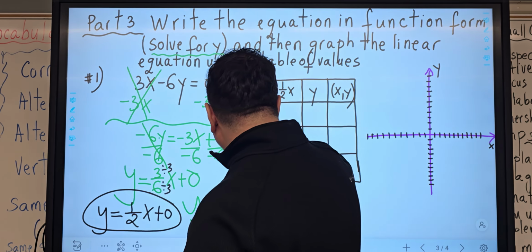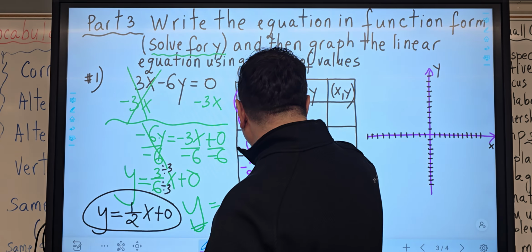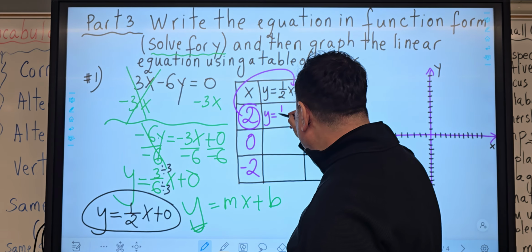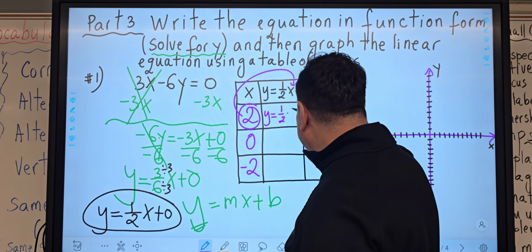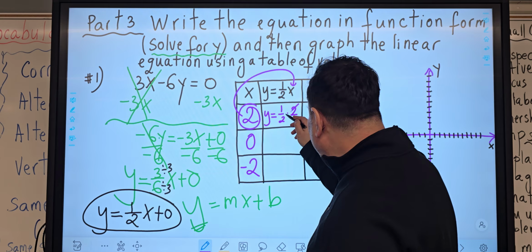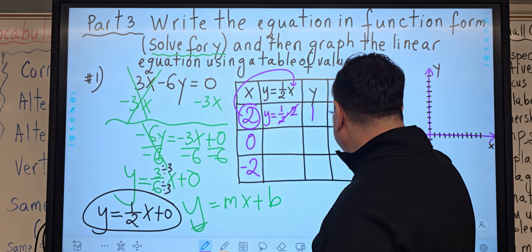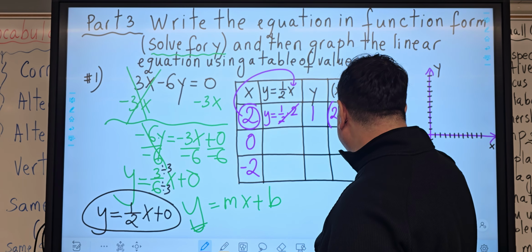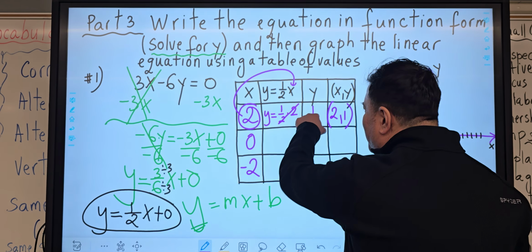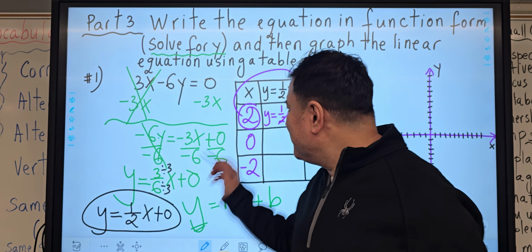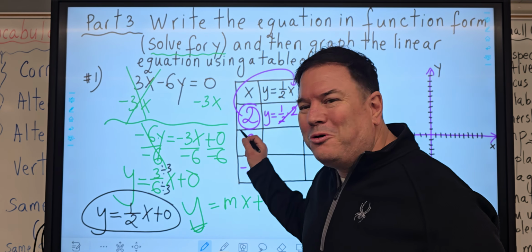So let's plug in 2 for x. And we have y equals 1 over 2 times 2. And remember, 2 and 2 cancel out, and that becomes a 1. Y equals 1, and the ordered pair is 2, 1. Okay, everything here becomes a 1. No more fraction and no decimals. Okay, that's why we chose that 2 over there.